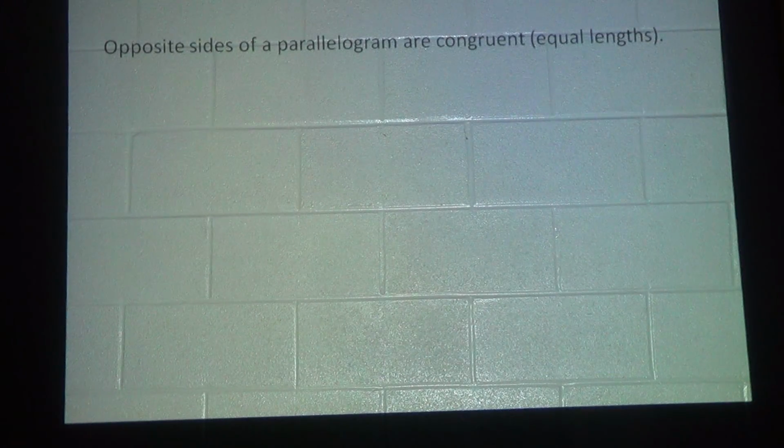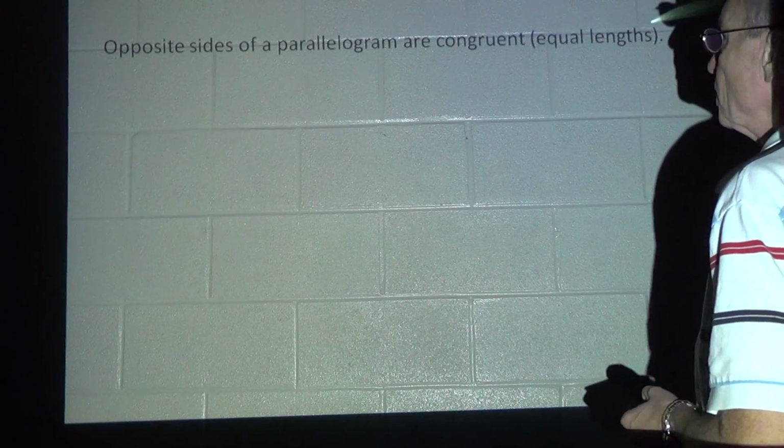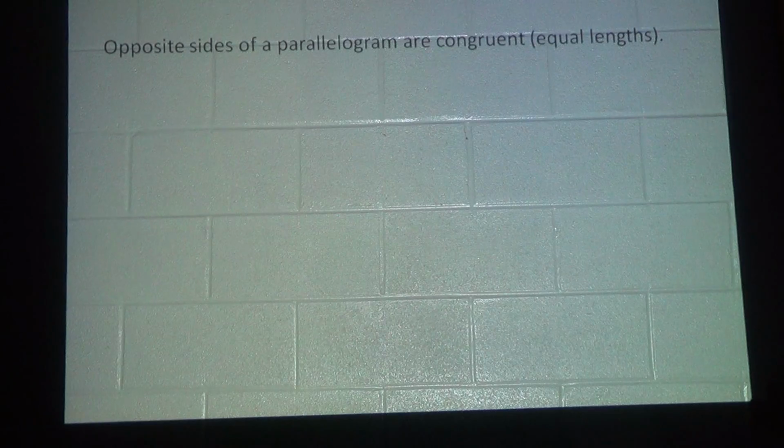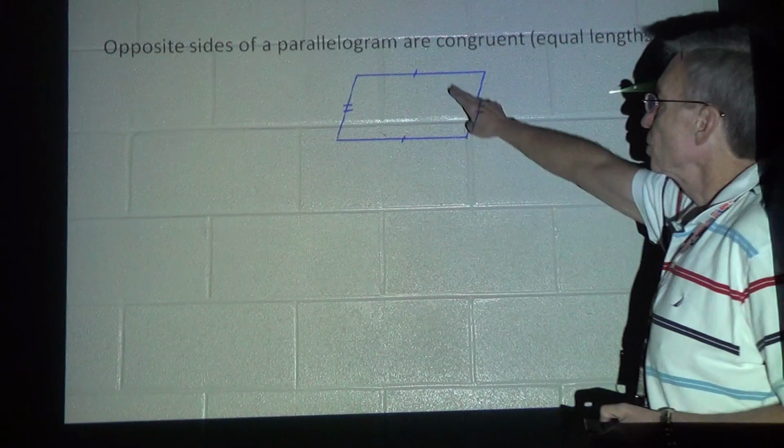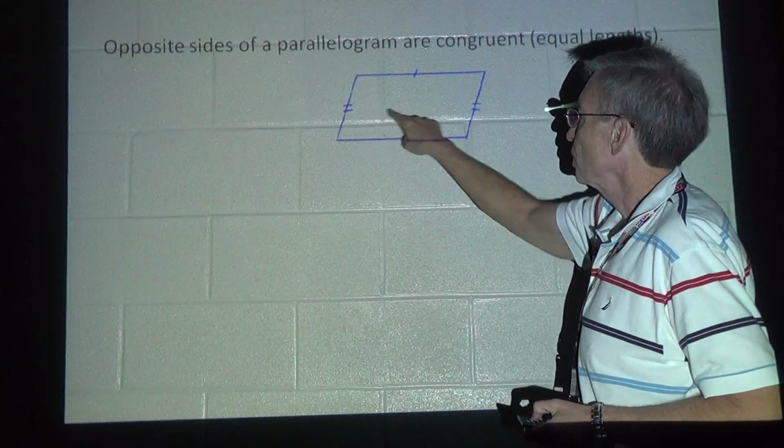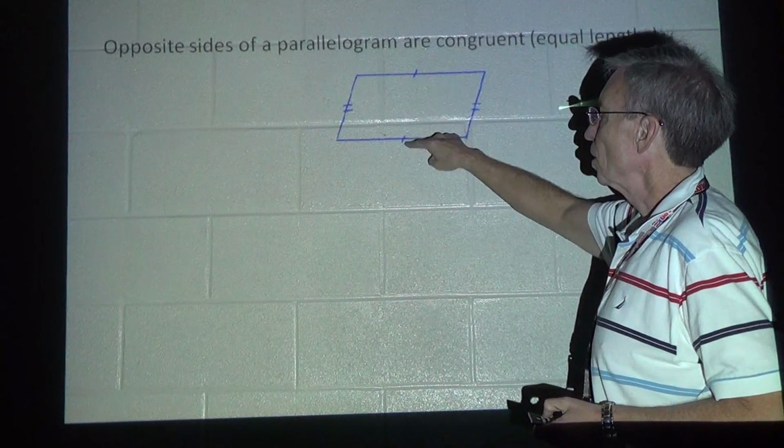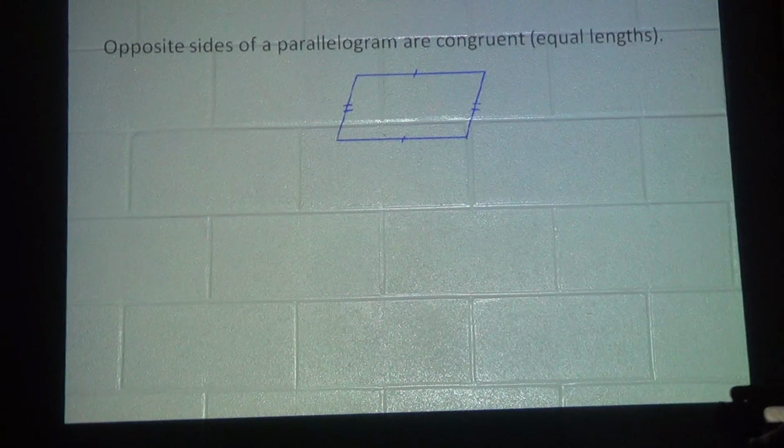All right, let's look at theorems. Here are some theorems about this. And once again, theorems are simply rules that you can use to simplify your work. The first theorem says that opposite sides of a parallelogram are congruent. So in other words, they have an equal length. So these two would have the same length, these two would have the same length, and they're marked as congruent in the proper way.